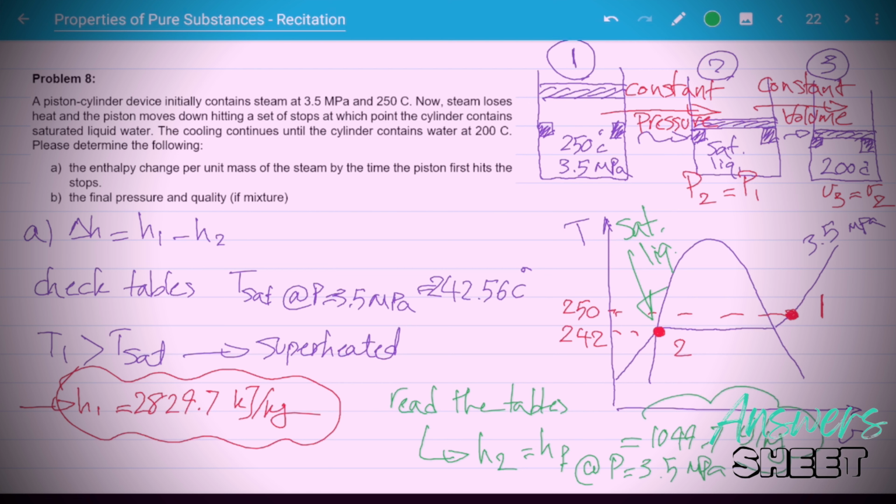Okay, I have both the enthalpies. I can find the delta. So delta enthalpy will be H1 minus H2, which will give me 1780 kilojoules per kilogram. So this is the answer to part A.